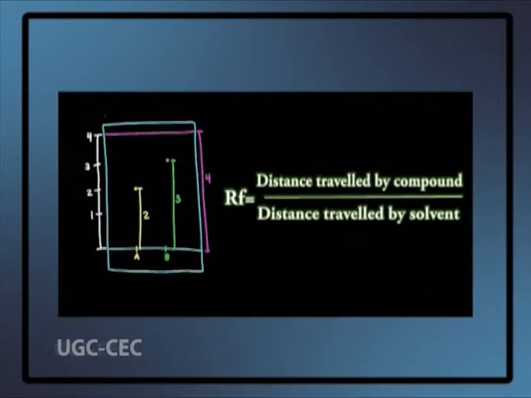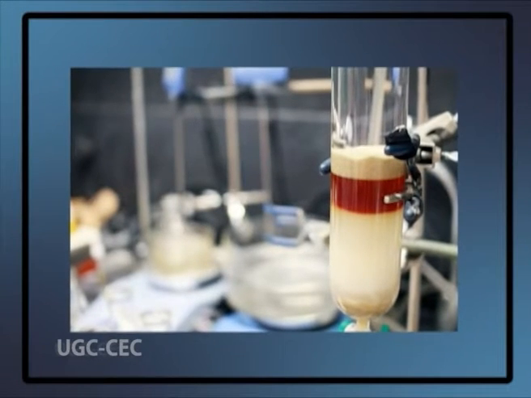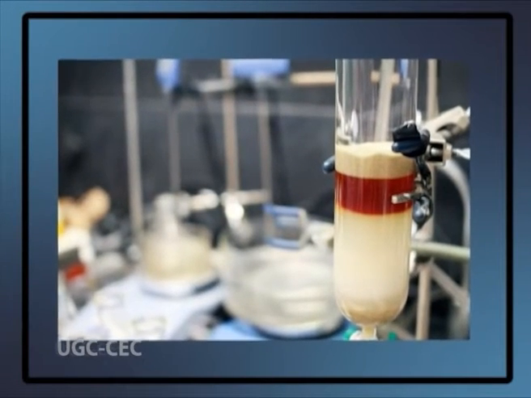RF values are used for identification of each component. The retention factor or RF is defined as the distance traveled by the compound divided by the distance traveled by the solvent. C2. Columnar or column chromatography. Column chromatography is one of the most useful methods for the separation and purification of both solids and liquids.